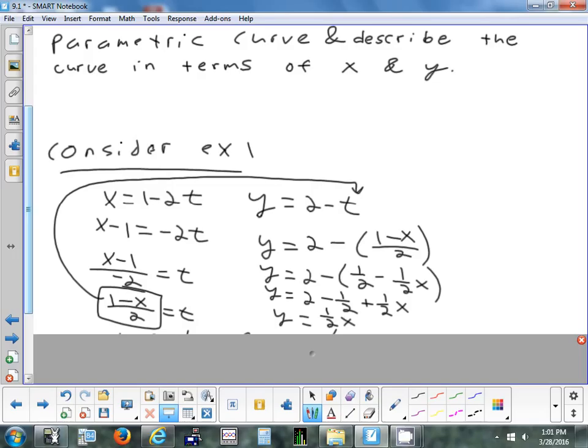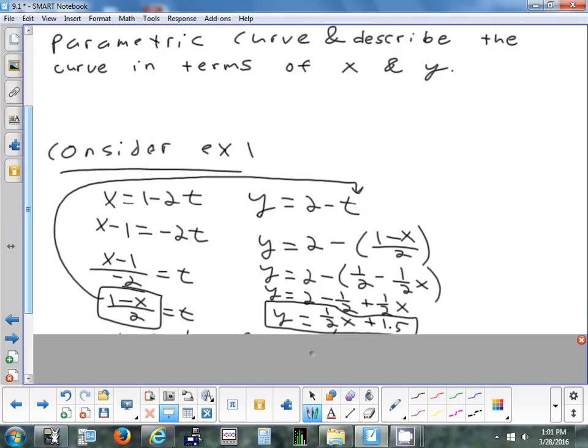So it's 1/2 x, and then what's 2 minus 1/2? 1.5 or 3/2, however you want to write it. Okay. So any question on that?